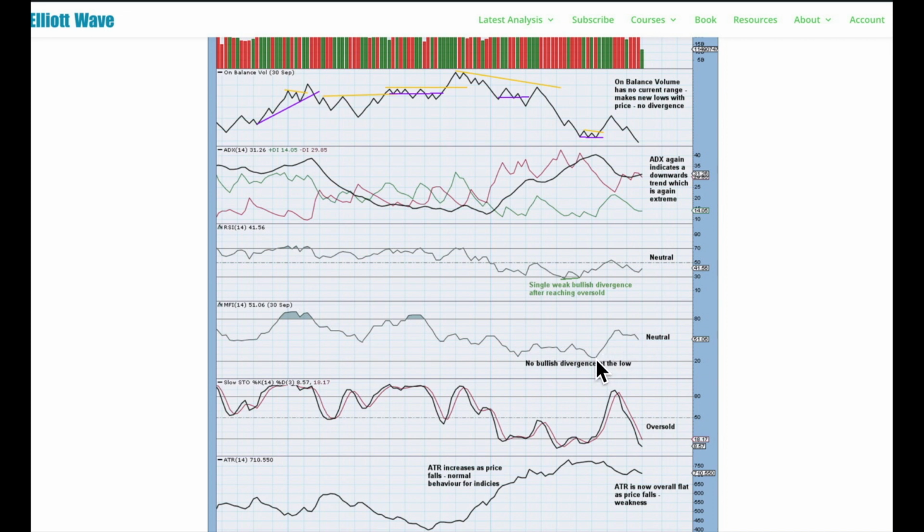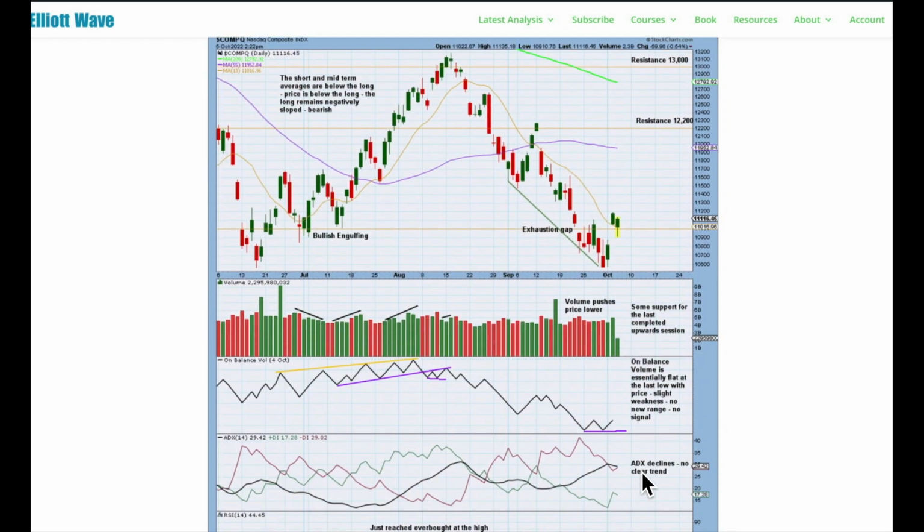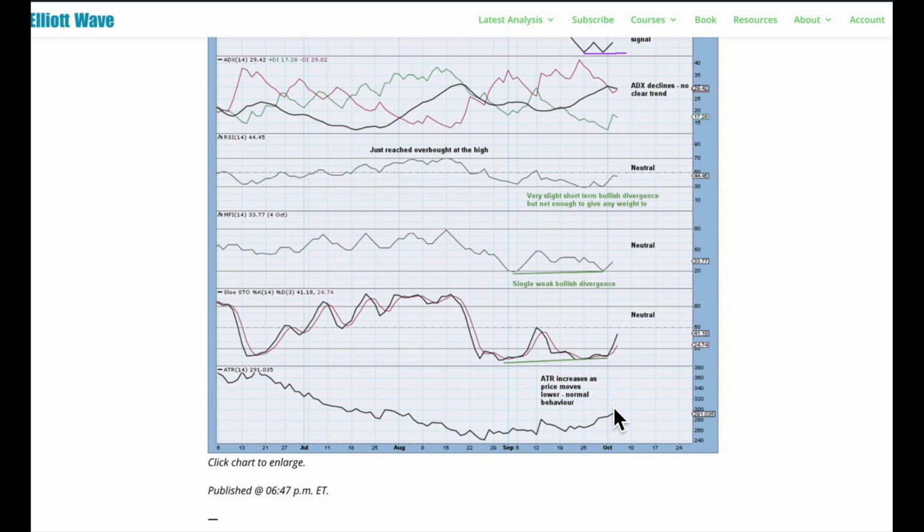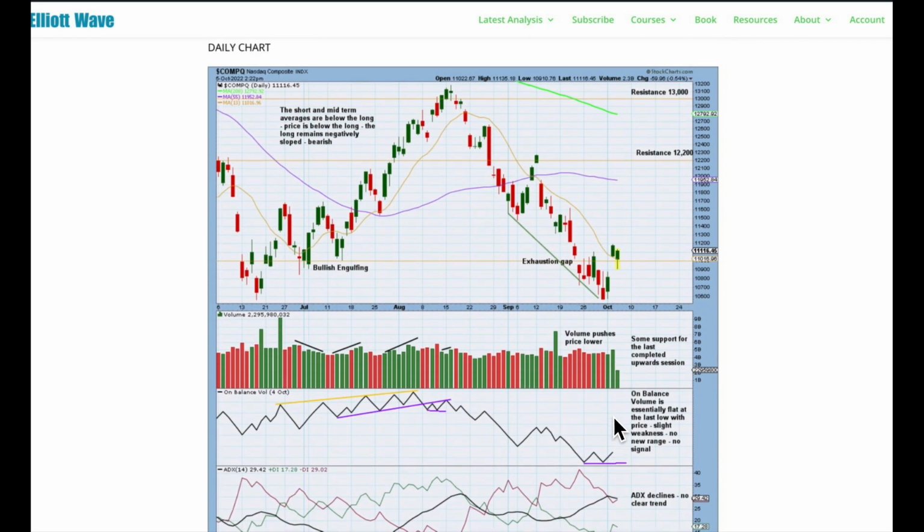There wasn't any divergence between price and money flow index at the low, and stochastics again oversold. ATR overall flat as price falls, hasn't caught up with the resumption of the bear market if that's what's happening at the weekly chart level, but it has at the daily chart level. ATR is now showing some increase at the daily chart level.